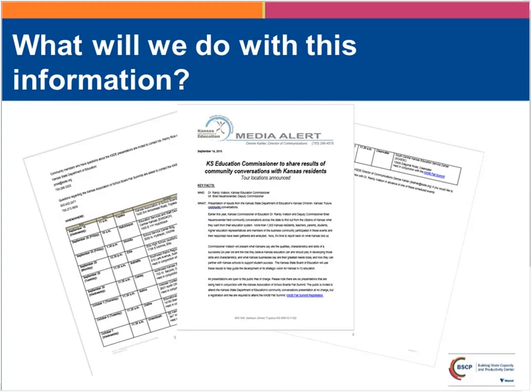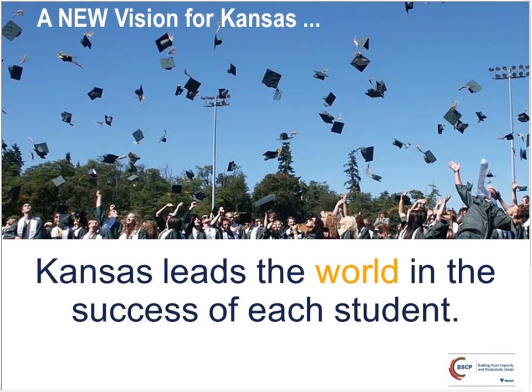At the same time, our researchers were taking all of this data and comparing it and contrasting it with national and international research on effective schools, efficient schools, redesigned schools, schools that were high performing. And so once we had all this done, we were coupling the research and the qualitative research that we had accomplished together. Ultimately, we gave that to the State Board of Education, and they conducted a series of retreats where they came up with a new vision for education in Kansas. That vision was to lead the world in the success of each student.